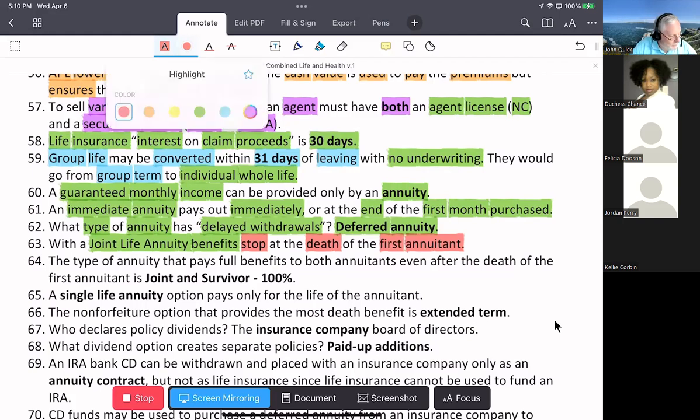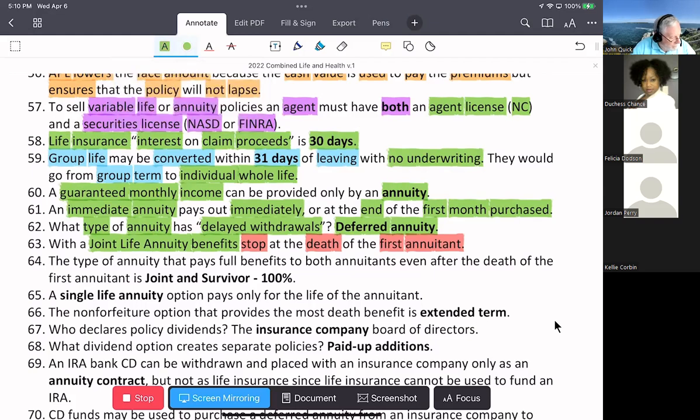But the type of annuity that pays full benefits to both annuitants, even after the death of the first one, is joint and survivor. You might see joint and survivor 100%. The exact same benefit to each one.